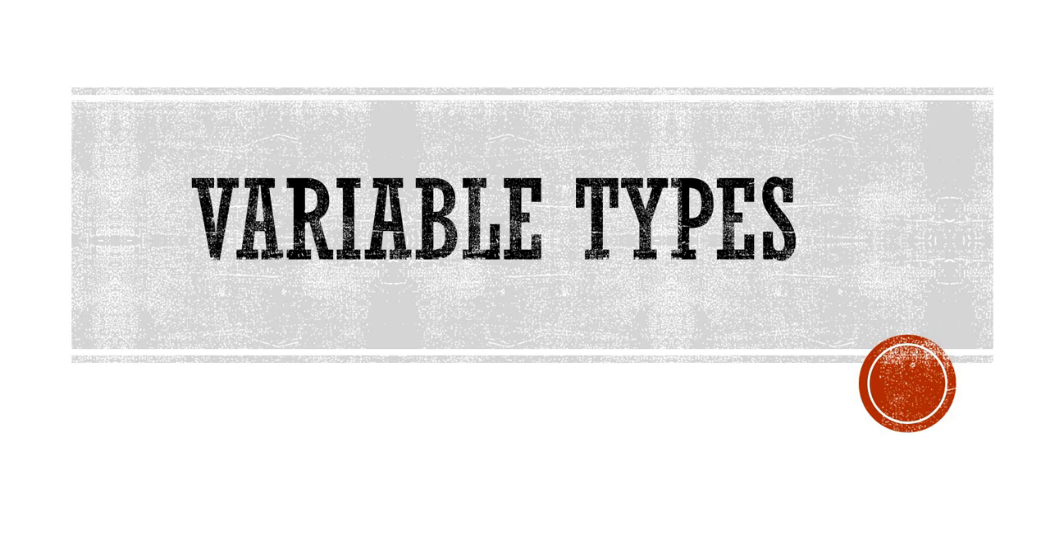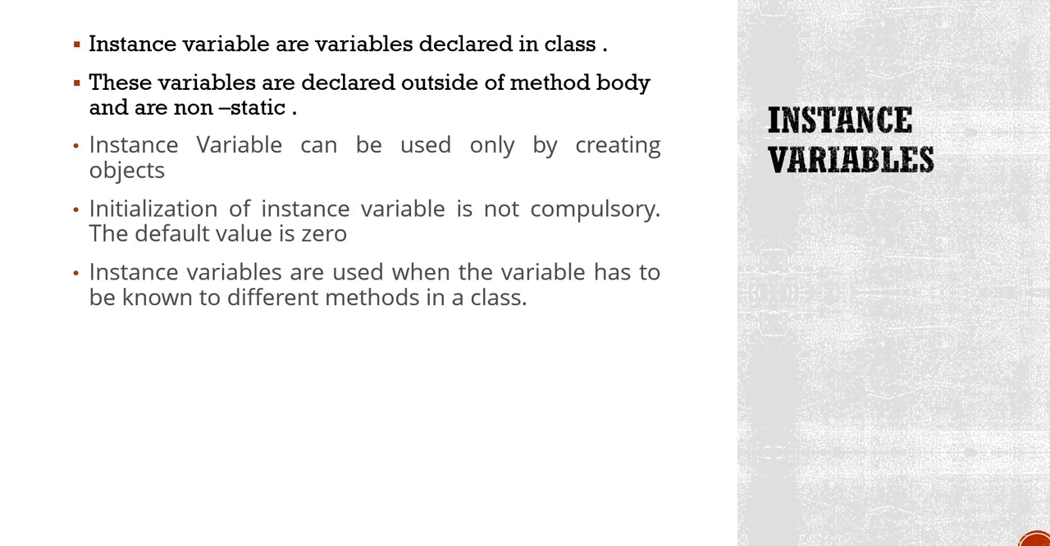In this video we are going to continue on variable types for core Java. So let's start with the instance variable. Instance variables are variables which are declared in a class, outside any method body or constructor, and these are non-static variables declared inside a class. You don't have to initialize instance variables, as they take a default value.